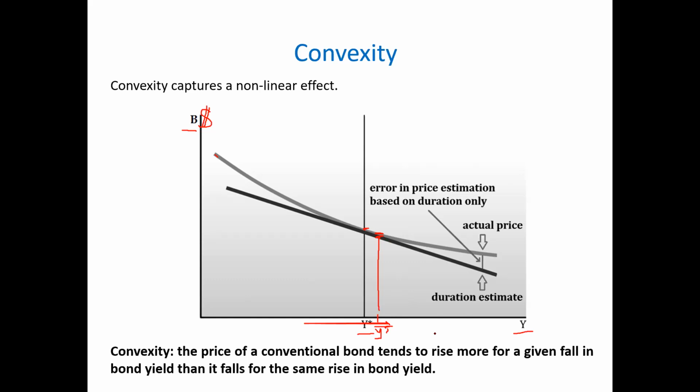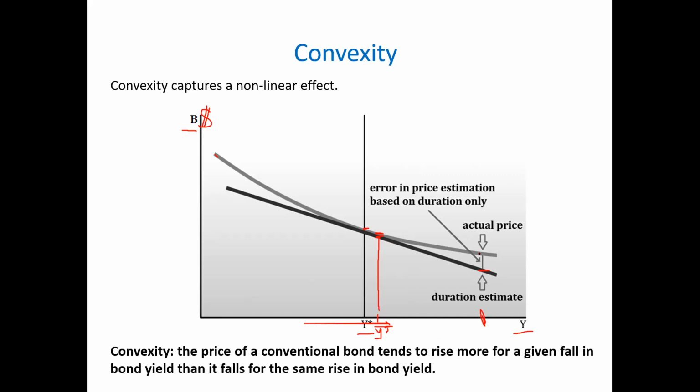But now let's assume that a change in the yield is much larger. For example, we are at this point. So a very big change in the yields. And now using the same first order derivative concept, we would say that our new price has dropped to that level.